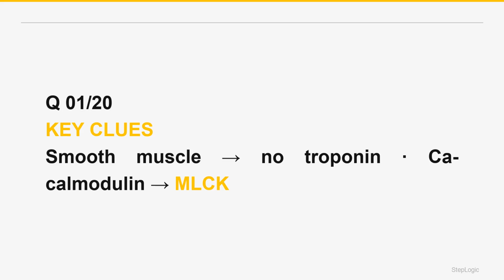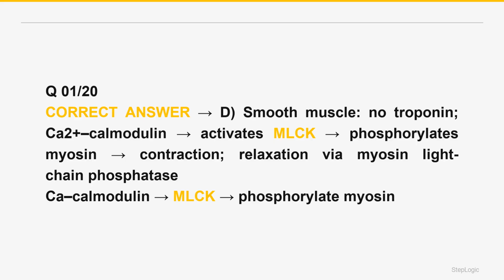Smooth muscle contracts by a fundamentally different molecular mechanism than skeletal muscle. Critically, smooth muscle has no troponin. Instead, when intracellular calcium rises from the sarcoplasmic reticulum and from extracellular entry, Ca2+ binds the protein calmodulin. The Ca2+-calmodulin complex then activates myosin light chain kinase, MLCK, which phosphorylates the myosin light chain, and only phosphorylated myosin can cycle cross bridges with actin to produce contraction. The correct answer is D.